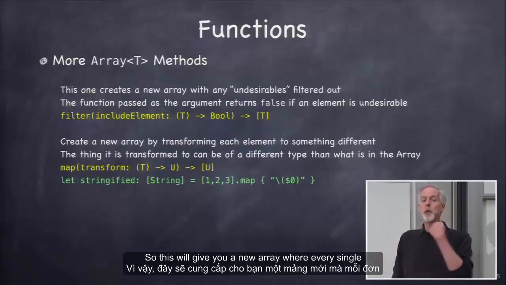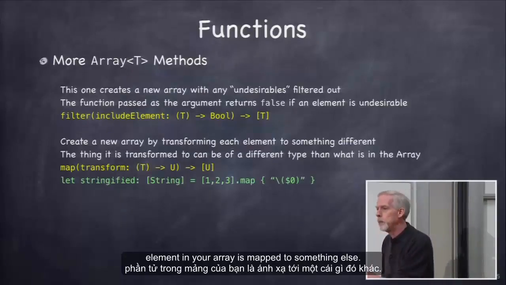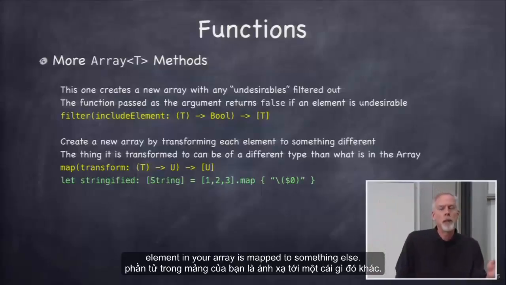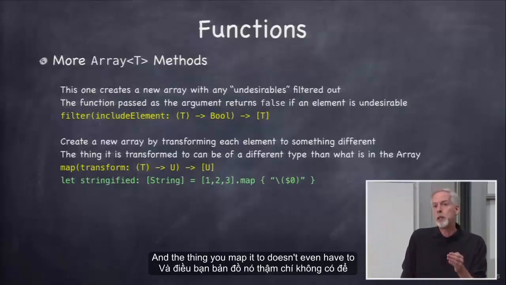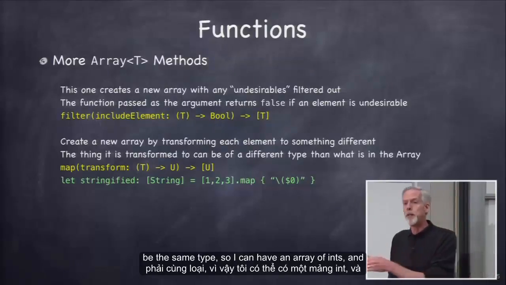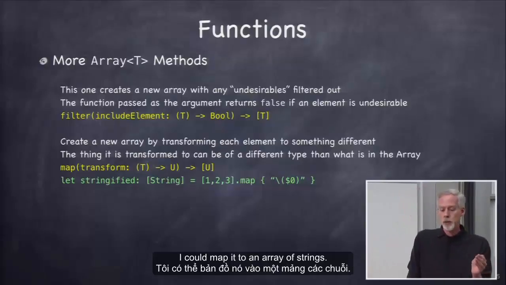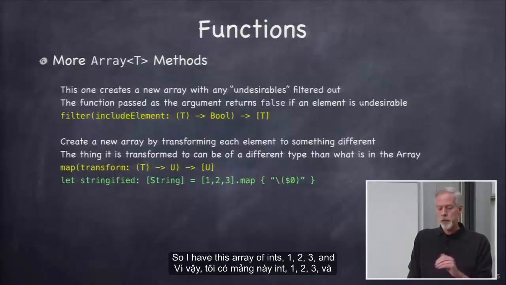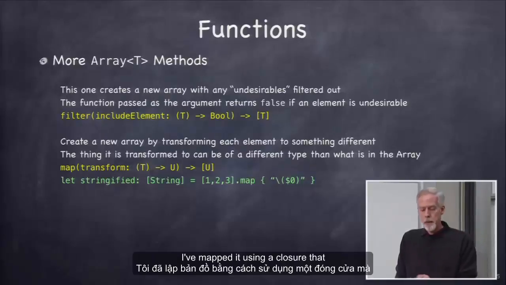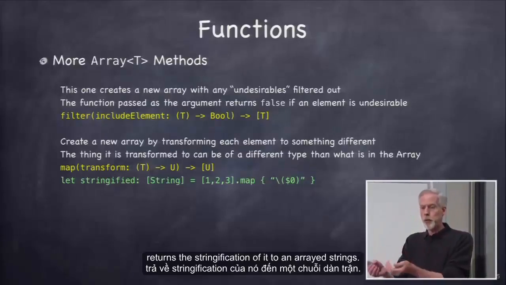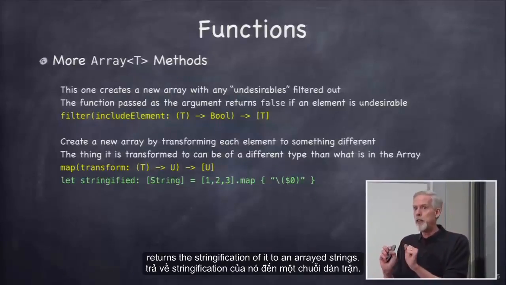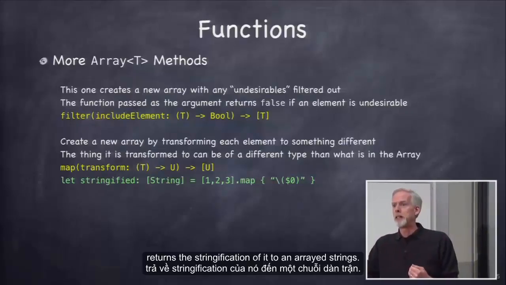And there's another one you can do by mapping. So this will give you a new array where every single element in your array is mapped to something else. And the thing you map it to doesn't even have to be the same type. So I could have an array of ints, and I could map it to an array of strings. And that's what I've done here. So I have this array of ints, 1, 2, 3, and I've mapped it using a closure that returns the stringification of it to an array of strings.